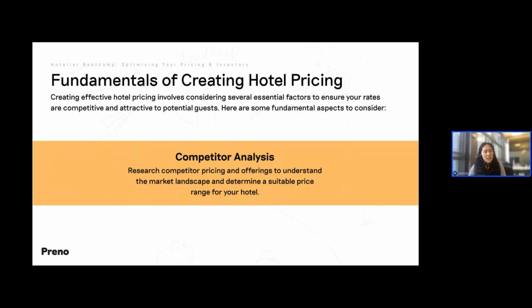Competitor analysis is pretty easy. Just jump online, go onto any OTA, look in your area, Booking.com, Airbnb, you can just see what everyone else is offering, what their prices are. You can go onto their websites as well, get some ideas, and also stay updated on industry trends.